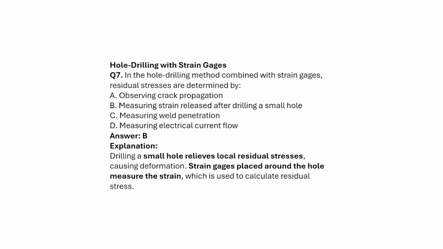Okay, next. In the hole drilling method, combined with the strain gauges, the residual stresses are determined by observing the crack propagation, measuring the strain release after drilling a small hole, measuring the weld penetration, or measuring the electric current flow. Answer will be B. The first option is suited when we do the brittle coating condition, but when we use the strain gauges, we measure the strain release in the strain gauges.